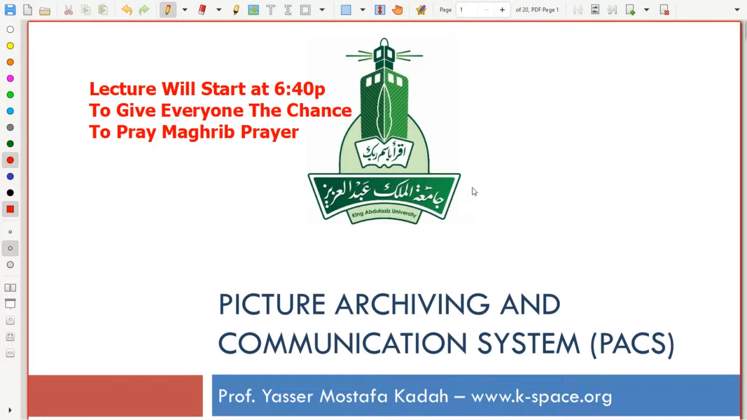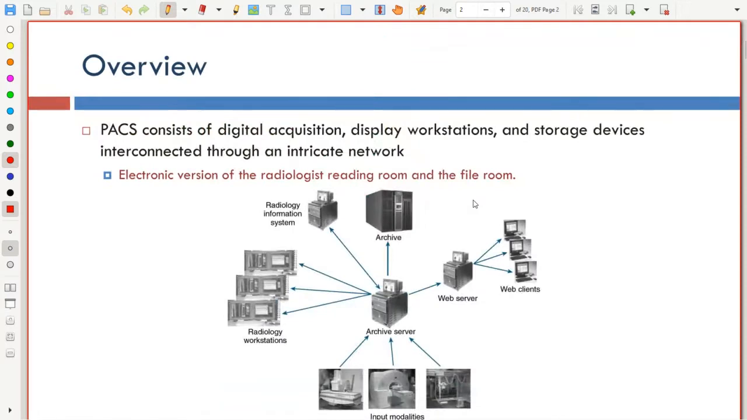So what we're going to talk about is the picture archiving and communication system, which is one of the most important medical informatics software or information technology systems that you can find in any hospital. It's a key element of radiology at this time, because most radiology equipment is now digital, and instead of looking at films, doctors are now looking at monitors to see the images and make the diagnosis based on that.